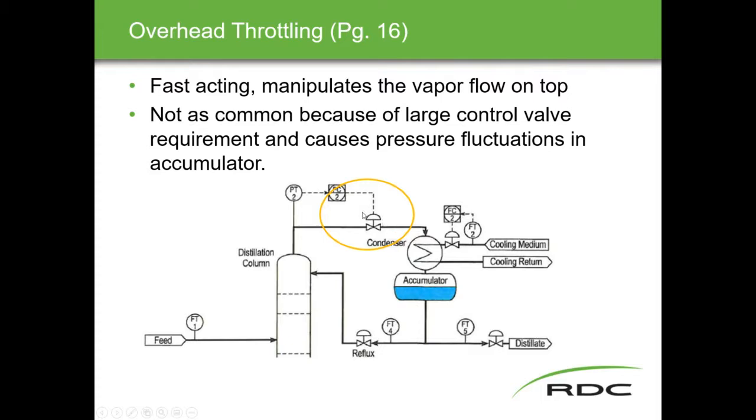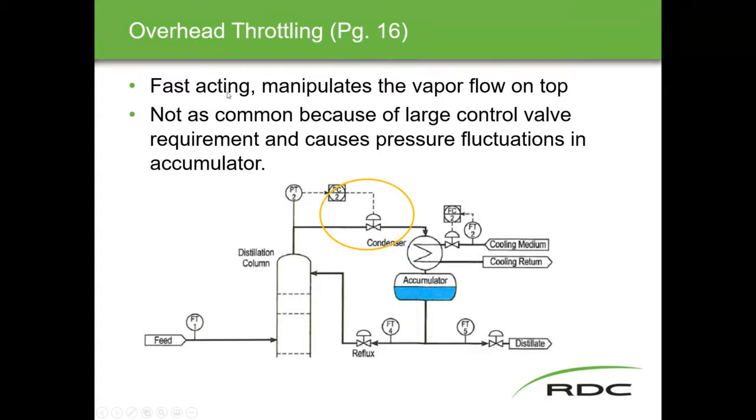And lo and behold, there's a valve that we're using connected to a pressure controller. Remember, this is all pressure control still. So we're measuring the pressure and we're throttling the amount of vapor coming out. Good way to control the pressure, right? Open the valve, release the pressure, close the valve, increase the pressure.